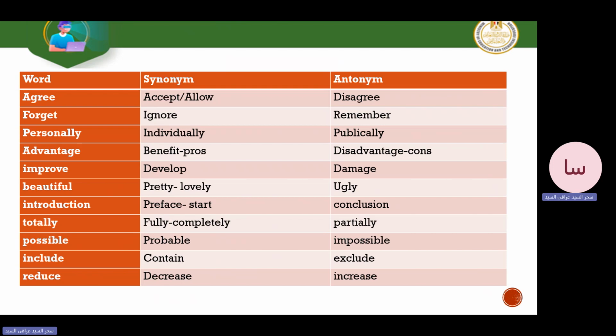Agree means accept or allow, and the antonym is disagree. Forget means ignore something, and the antonym is remember. Personally means individually, and the antonym is publicly. Advantage means benefit or pros, and the antonym is disadvantage or cons. Improve means develop, and the antonym is damage. Beautiful means pretty or lovely, and the antonym is ugly.